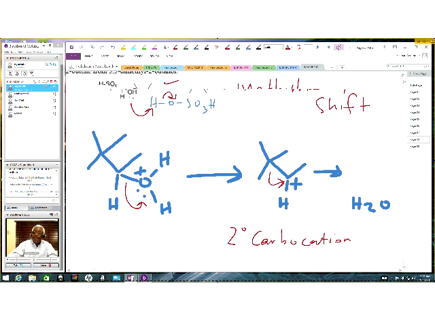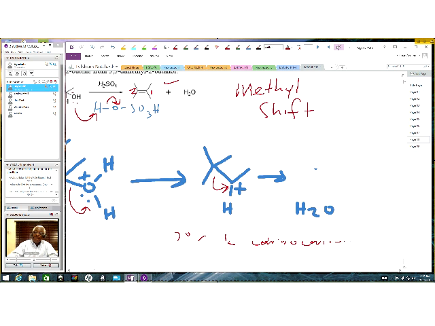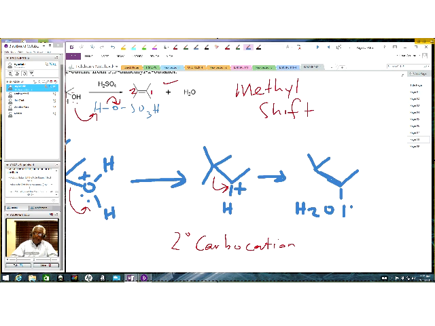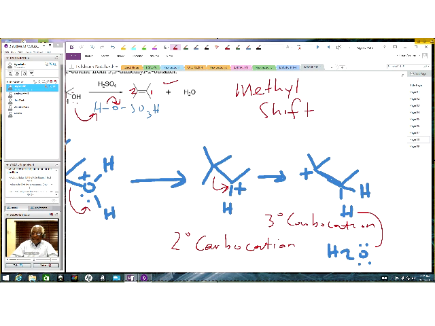Once we get this methyl shift, we now have this, and your carbocation is now in that position. So now what do you have here? Let me take this water out of the way. Water is here. So now we form a tertiary carbocation, which is more stable. Now that tertiary carbocation is set to lose a proton to form the desired product.